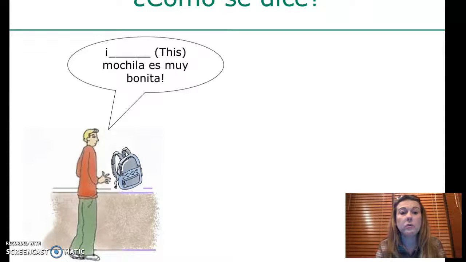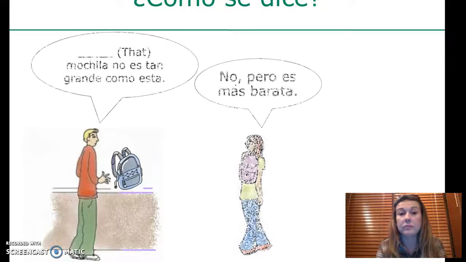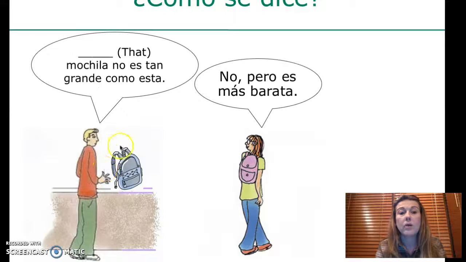Okay, so here we have mochila, right? We're going through the same thing, but now we're talking about feminine, right? So what would this be? Esta mochila es muy bonita, right? Okay, so what is our guy saying now? Esa mochila no es tan grande como esta, right? So notice they've actually used a pronoun here. He's saying that book bag isn't as big as this one, right?